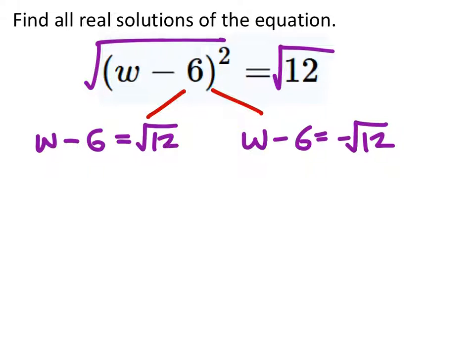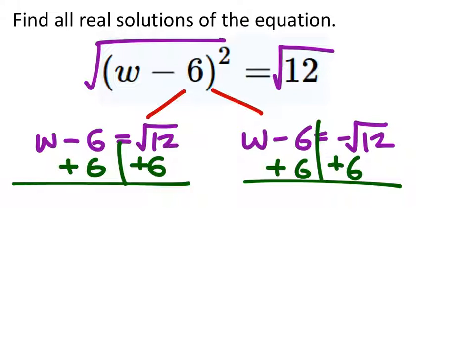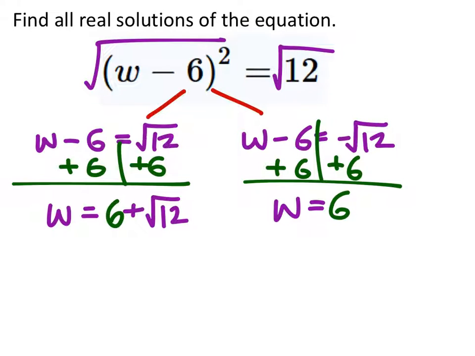Well, if I were to solve this, for both of these, I would just add 6 to both sides. Now, those aren't like terms because one has a square root and one doesn't. So in actuality, I have w equals 6 plus the square root of 12. And then over here, we have w equals the same 6, but minus the square root of 12. We just have to be careful because remember the simplification stuff. We do need to be aware of that, especially on the homework, if we want full credit.